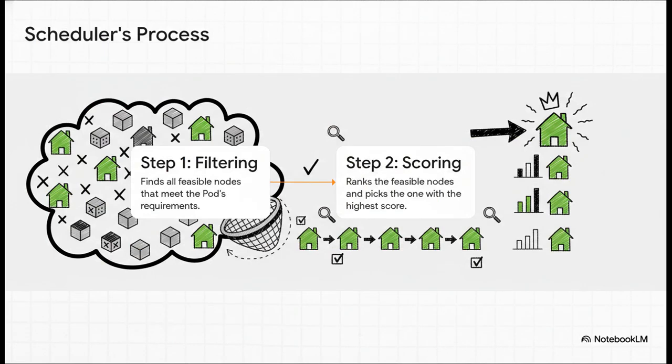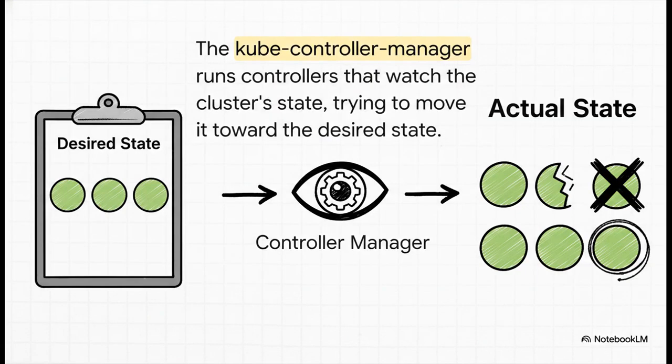First, there's filtering. It looks at all the possible nodes and immediately throws out any that don't meet the pod's basic requirements, like not enough memory or CPU. Then, for the ones that are left, it moves on to scoring. It ranks them all and picks the one with the highest score. Simple as that. Okay, the last key player in our control plane is the enforcer, the one that makes things happen, the controller manager. Its mission is really simple.